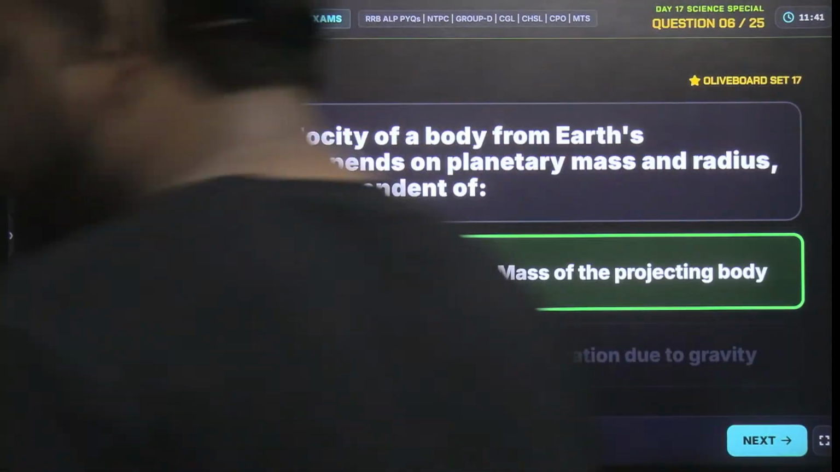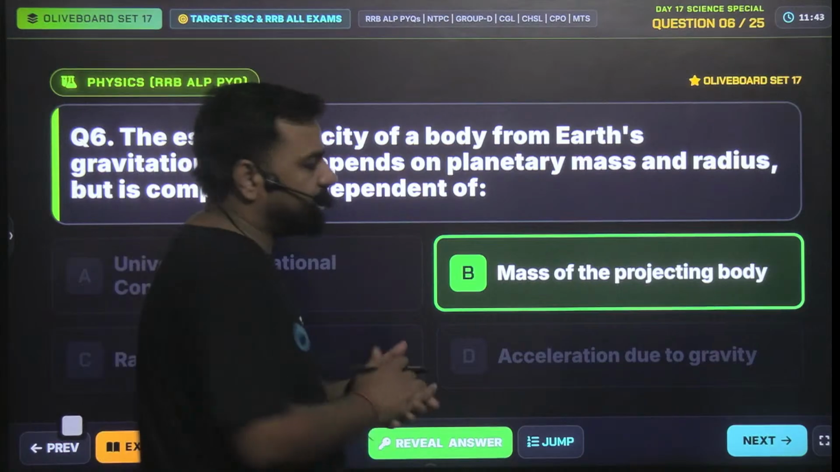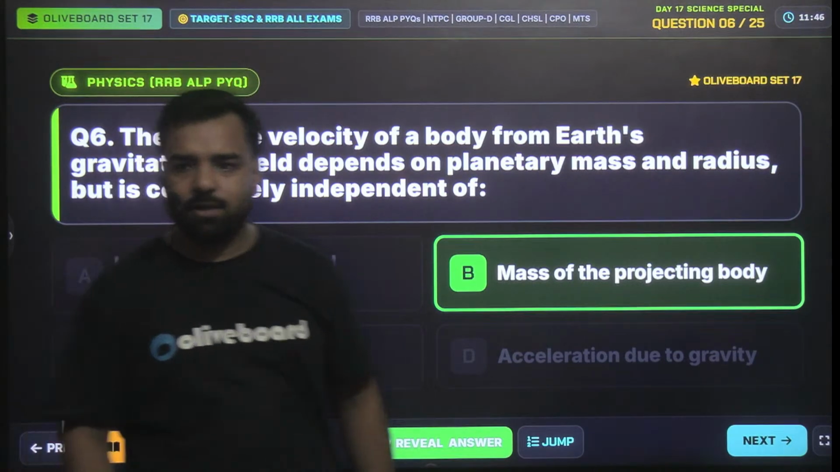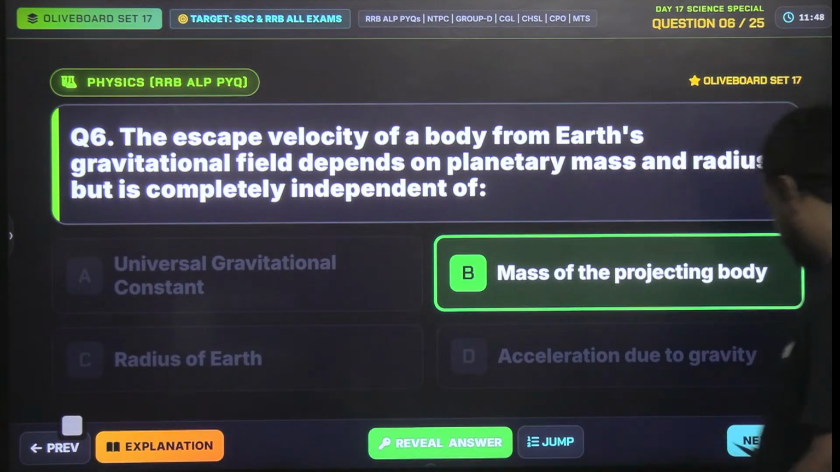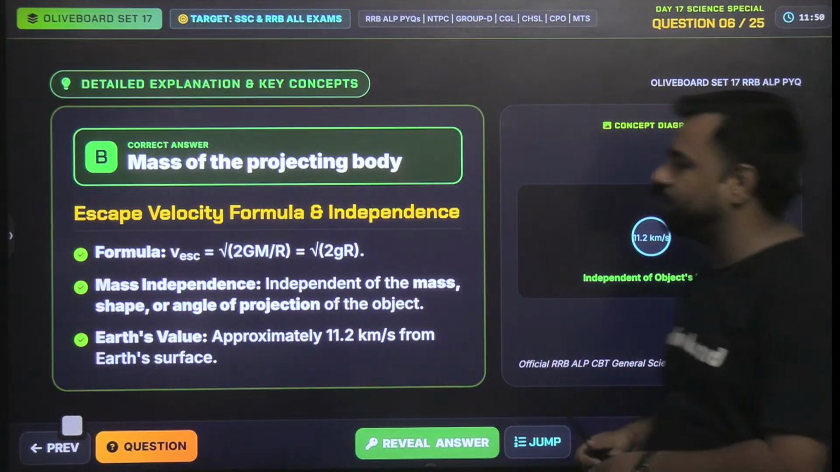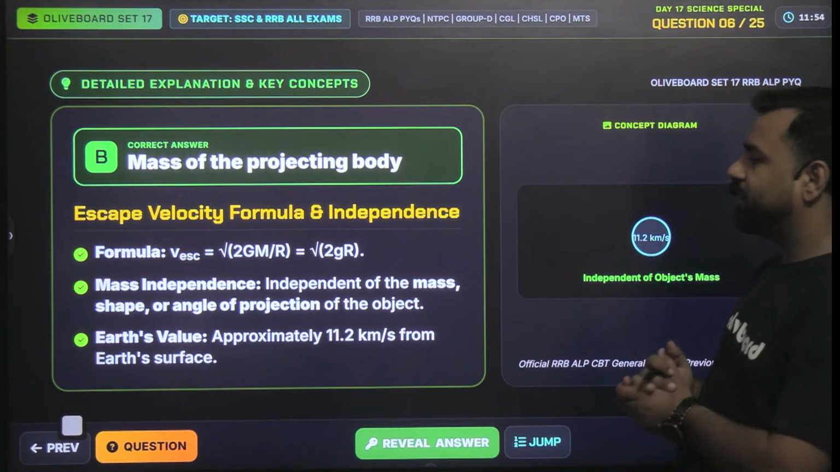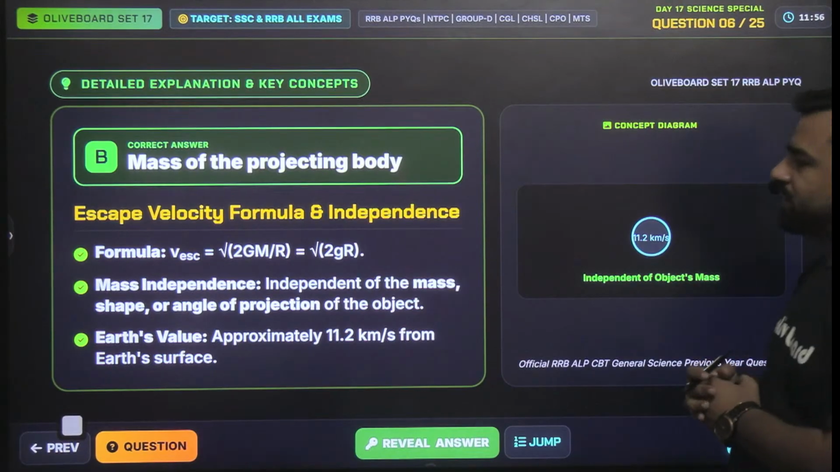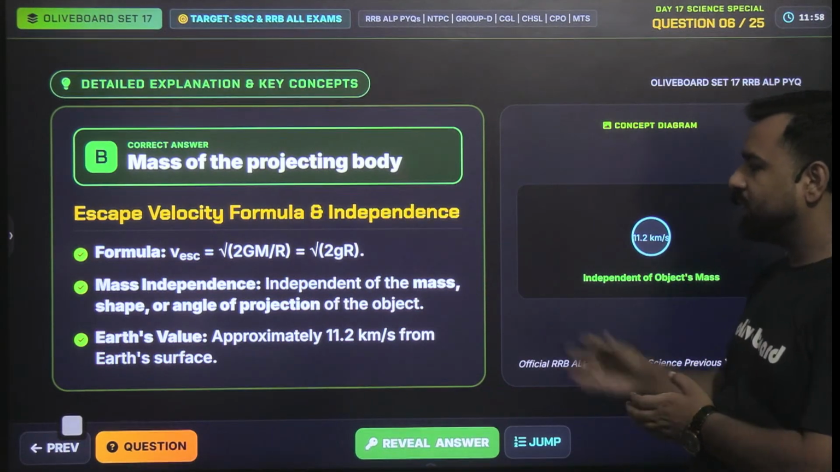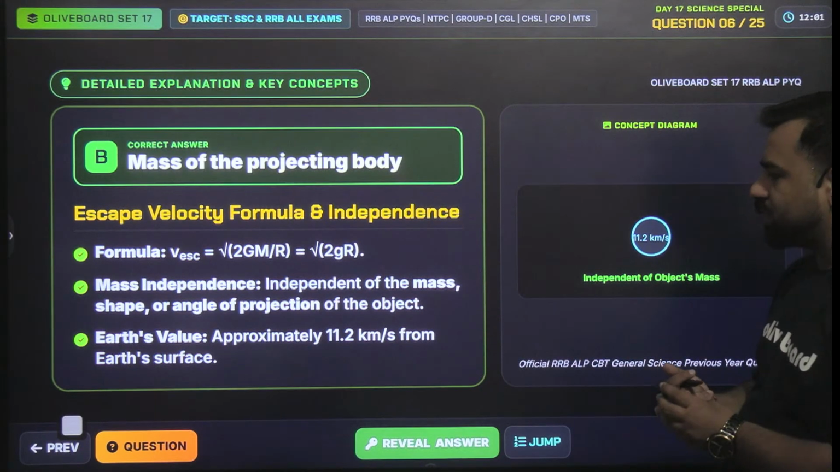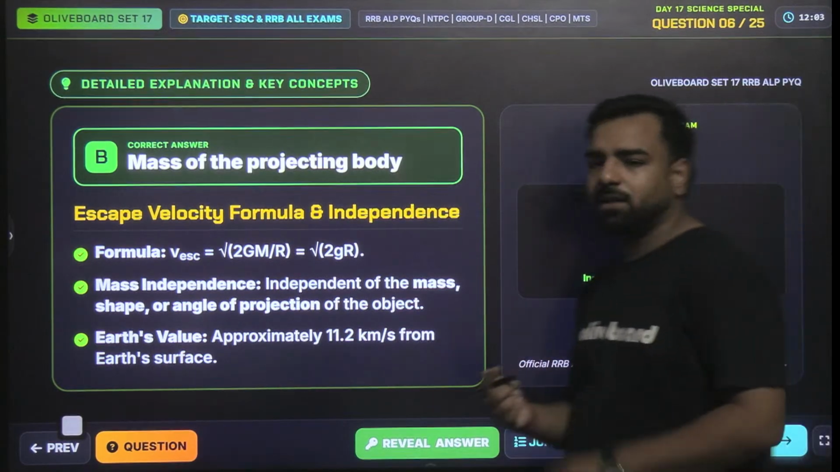Okay. So here, mass, that is option number B, will be the answer. Okay. So proceeding forward with the next question. So that's the formula, that is under root 2GM upon R. So it's independent of mass, shape and angle of projection of the object. So Earth's value is approximately 11.2 kilometer per second from the Earth's surface.